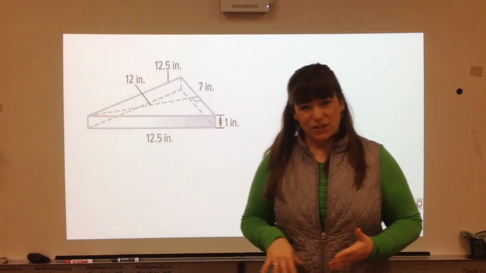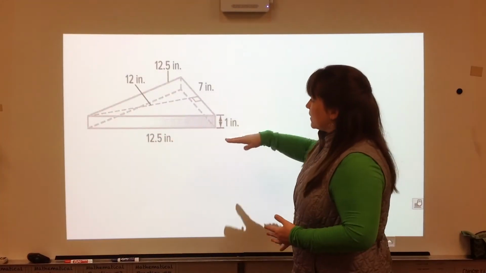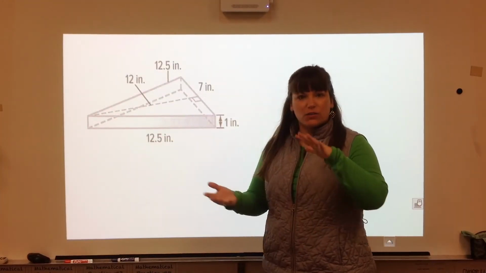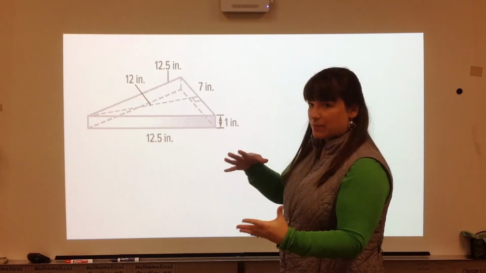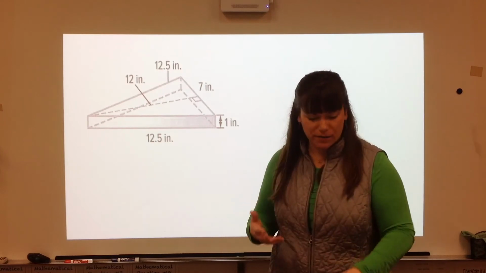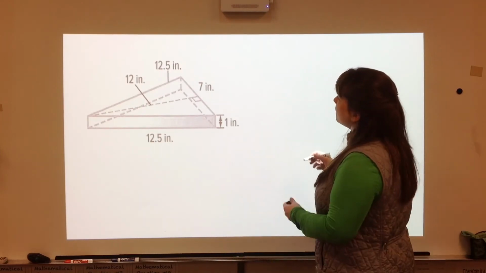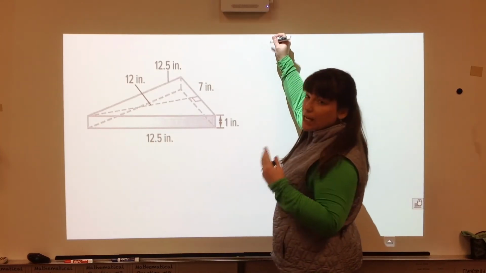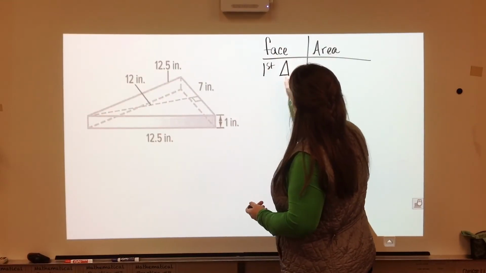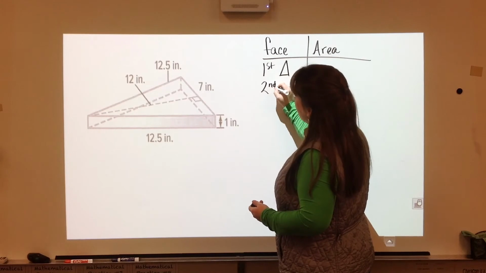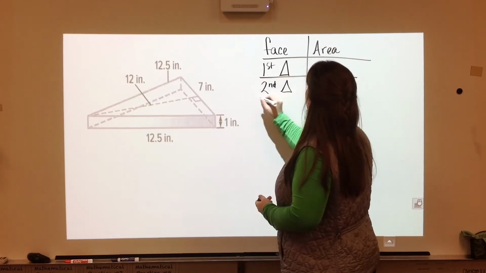I saved this last one for third on purpose because this is one where it's actually a triangular prism with the triangles on the top and bottom, not flipped on its side. So we're going to call our faces a little bit different, and this one is also an isosceles triangle. So we're going to start with the first and second triangle. We could call them the top and bottom triangles. That would be fine as well.